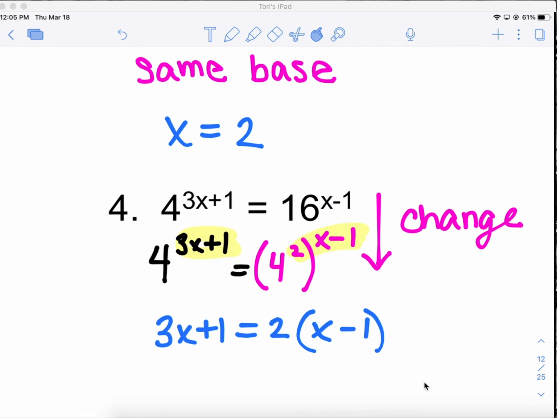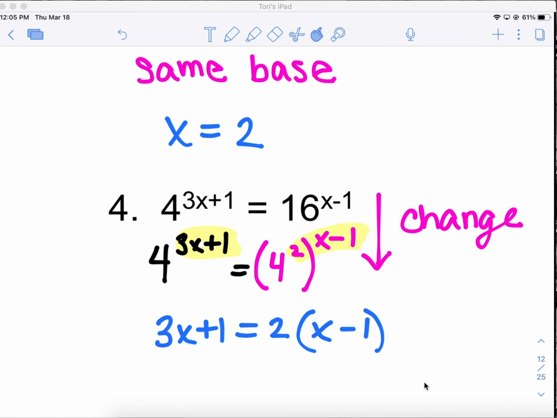All right, 4 raised to the 3x plus 1 is equal to 16 raised to the x minus 1. Notice when I change it, I do not change where the x minus 1 is. He's on the outside of the 16. All I do is I wrap the 16 in parentheses and change him to a 4 squared.